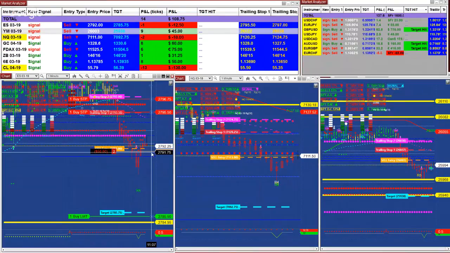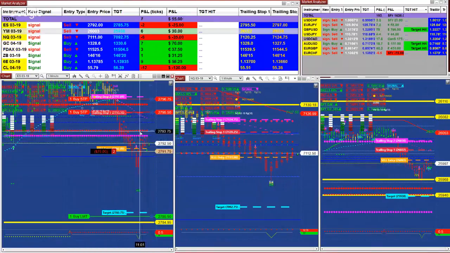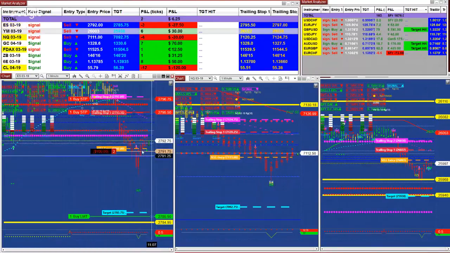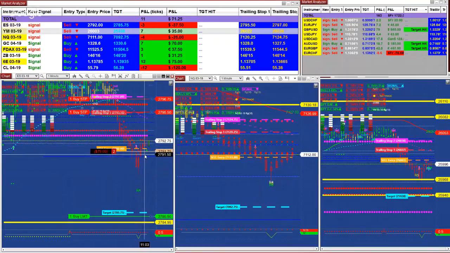It's projecting from the double support line. This is a double support line. It's projecting from it, having a hard time breaking it.